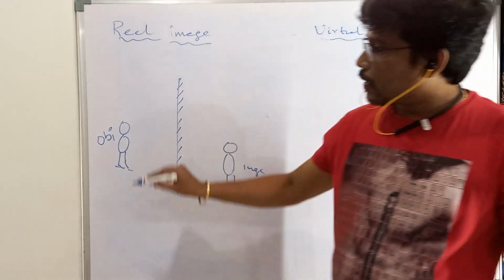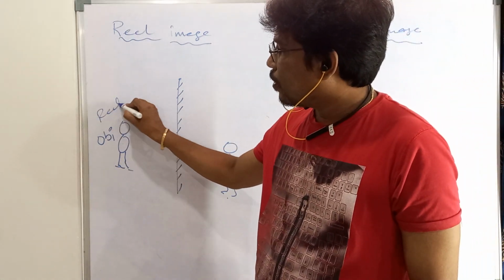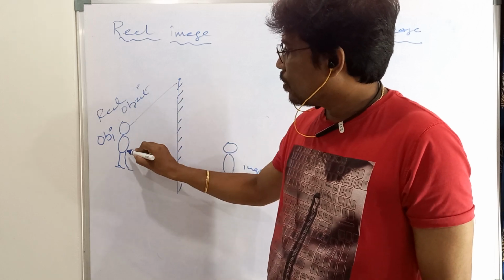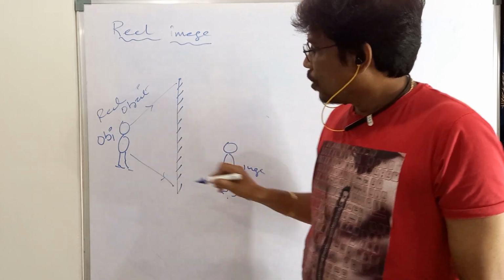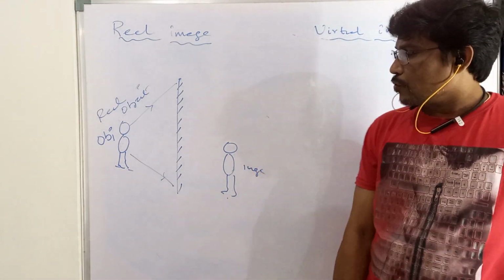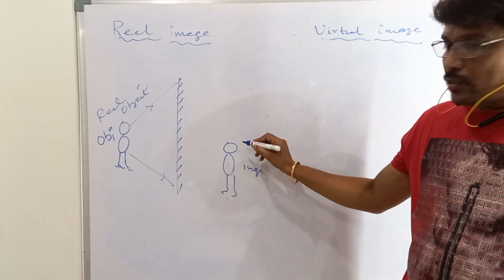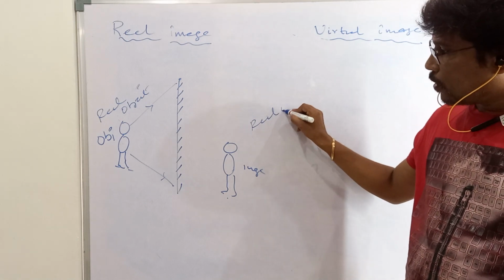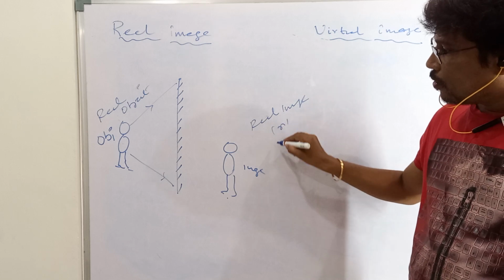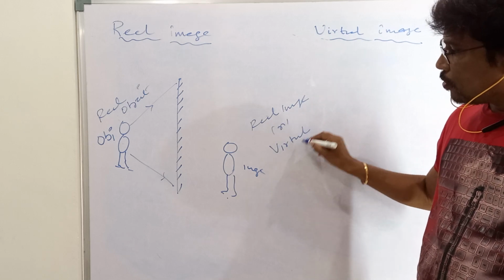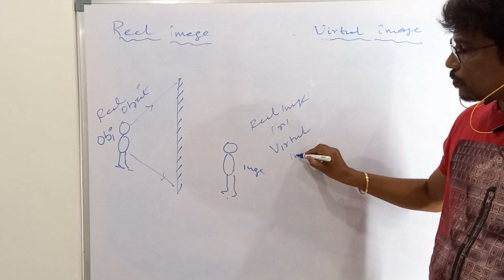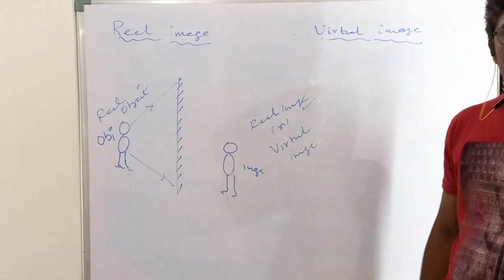Now this I cannot call a real object because the rays are diverging. Now what kind of image is formed? Is this image a real image or a virtual image? Real image or virtual image?